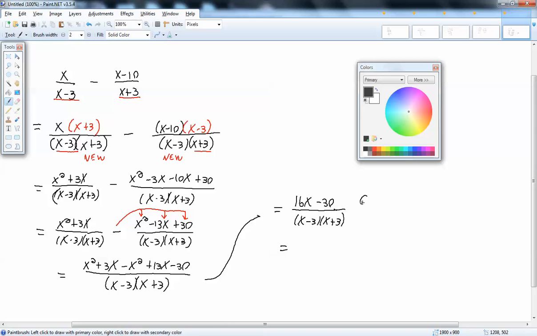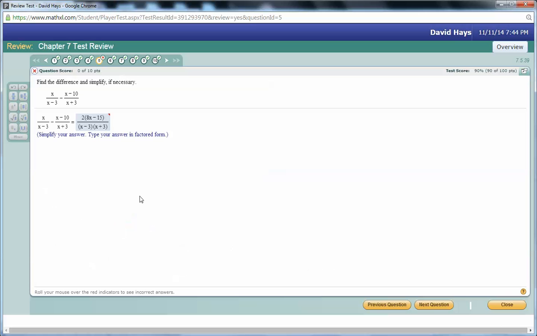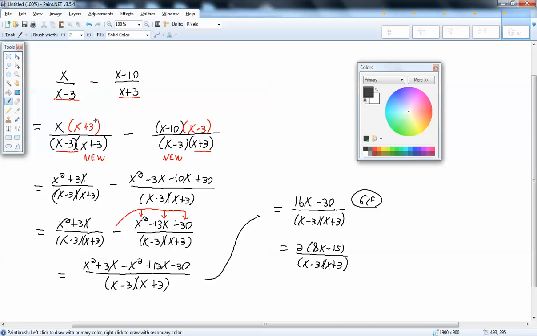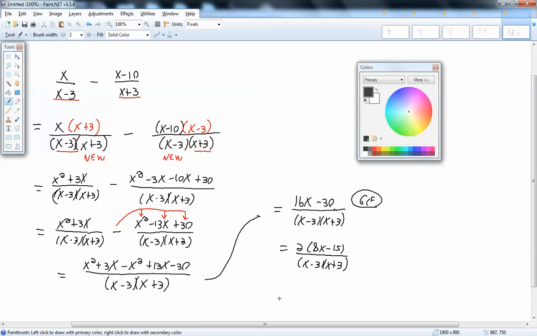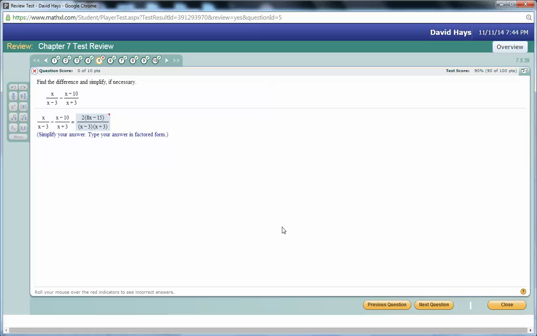Okay, now we always want to factor this GCF, because you never know what can cancel. These have a 2 in common, so that gives me 2 times 8x minus 15 all over x minus 3, x plus 3. Now, nothing cancels, so that would be our answer, I think. Okay. 90, that's not too bad. That's an A, I think. Okay. That's the Chapter 7 test review.